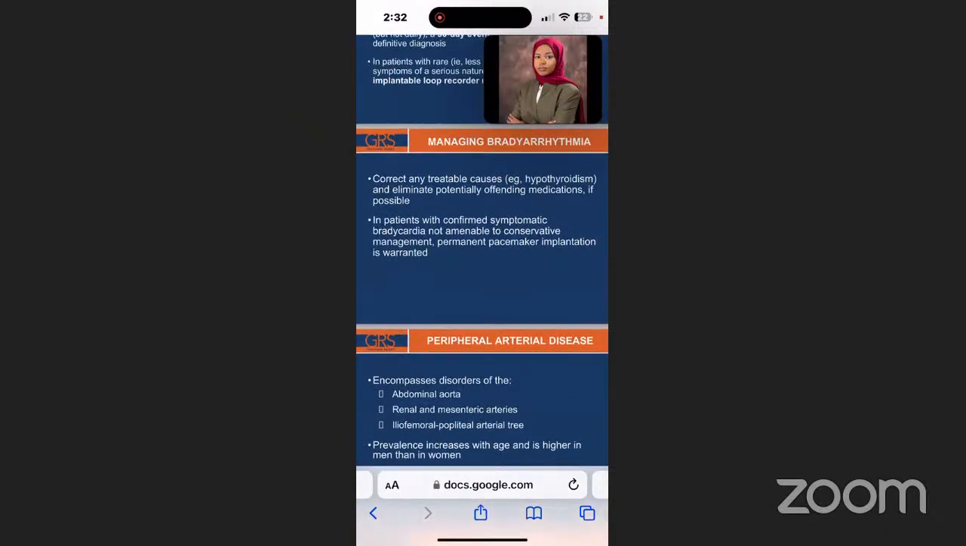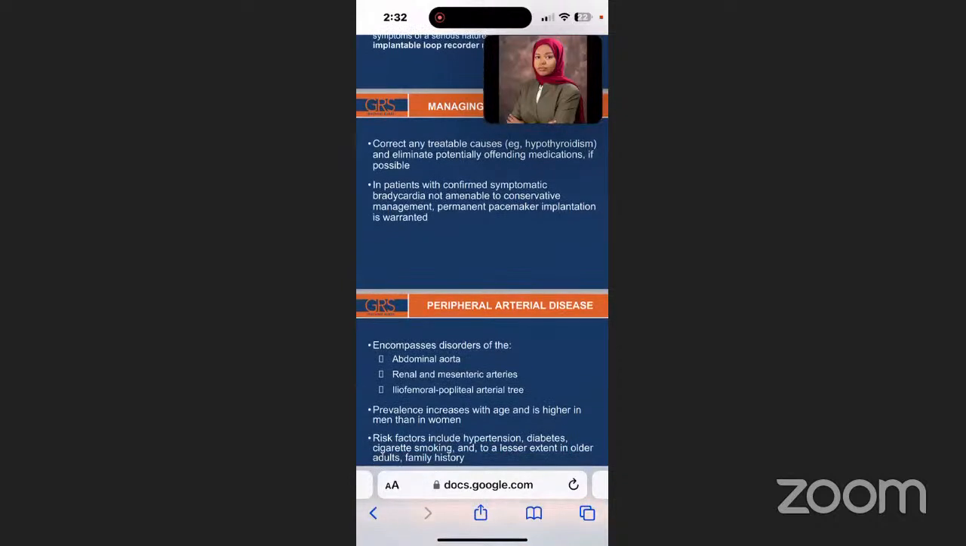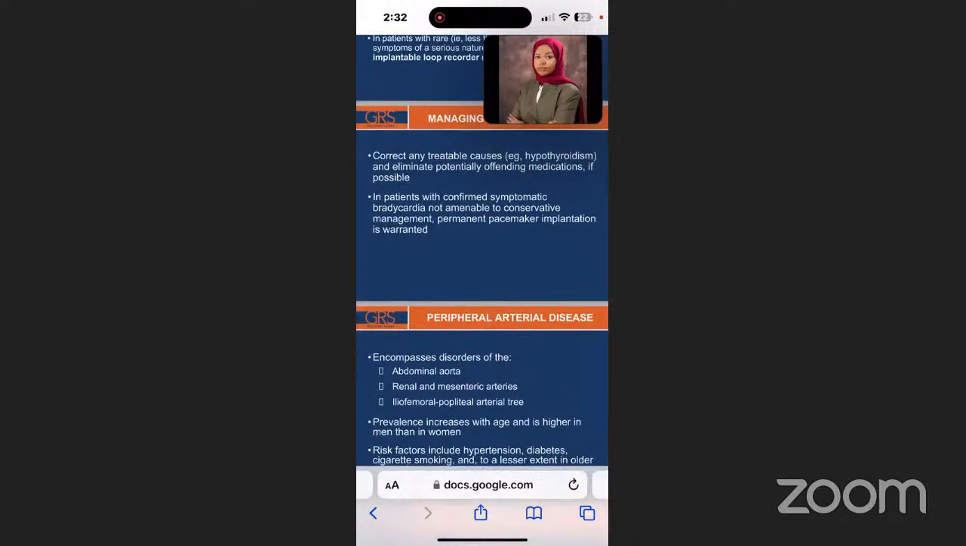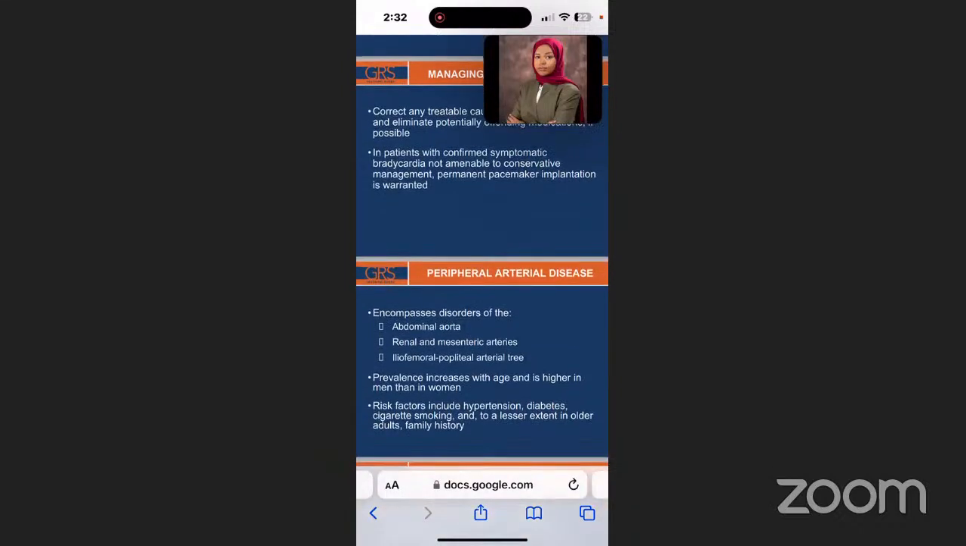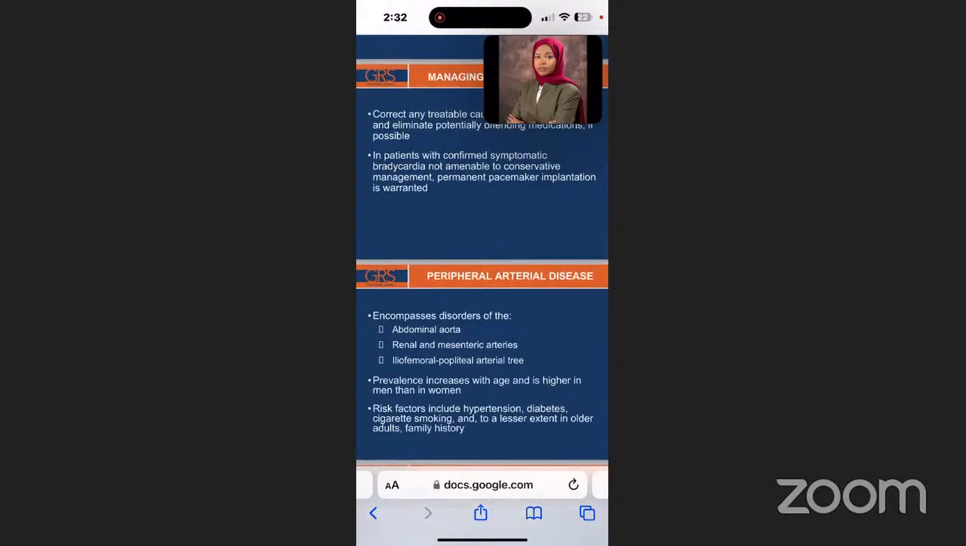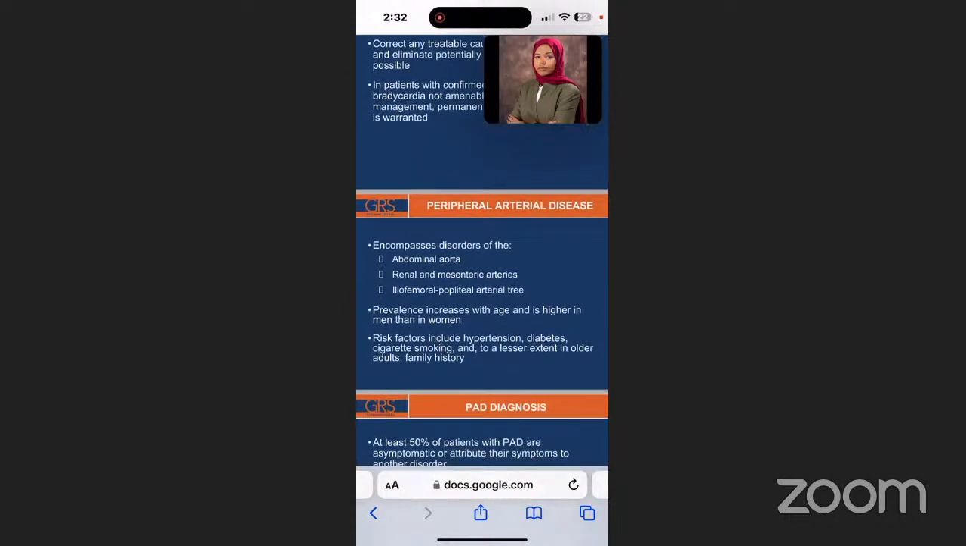What is the management of bradyarrhythmias? Correct and treat the underlying cause. If the patient has hypothyroidism, we can give thyroxine. And also, if there is any electrolyte disturbance, we can manage the electrolytes. In patients with confirmed symptomatic bradycardia not amenable to conservative management, we can go to permanent pacemaker implantation.